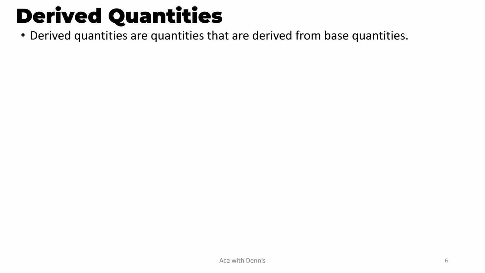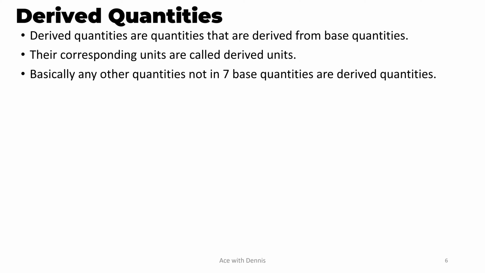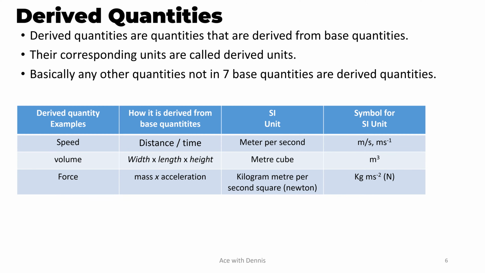Derived quantities. Derived quantities are quantities that are derived from base quantities. Their corresponding units are called derived units. Basically, any other quantities not in the 7 base quantities are derived quantities. Here are a few examples. Speed is derived from distance divided by time. The SI unit is meter per second. Symbol for SI unit is m/s or m s^-1.